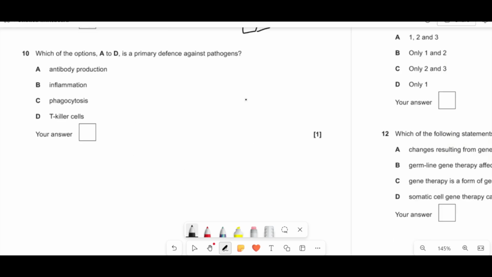So which of the following options, A to D, is a primary defense against pathogens? So what we mean by this is we're looking for non-specific defenses that are trying to stop pathogens getting in. So the things that we have is, first of all, we have our skin barrier, which physically stops them. And it also has flora on it, and it also has sebum, which is an oily substance that inhibits the growth of these pathogenic things. We have mucous membranes like in our eyes and our mouth and other places that make mucus, which traps stuff as well.